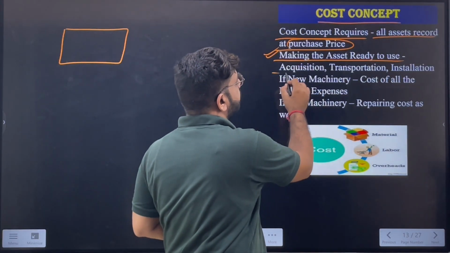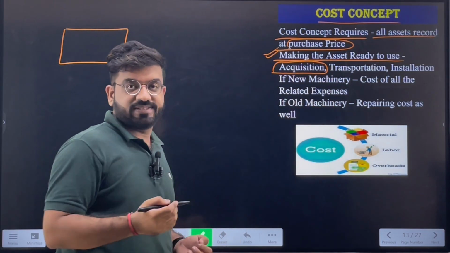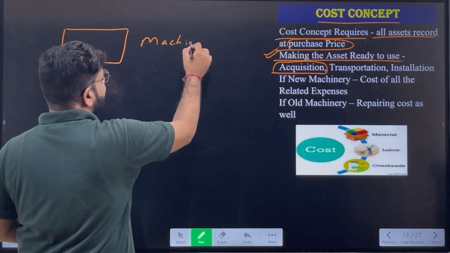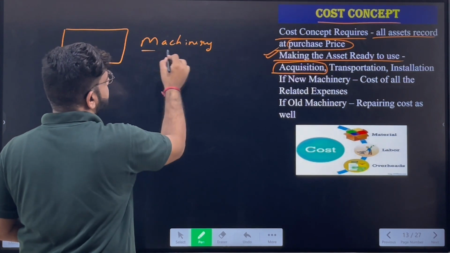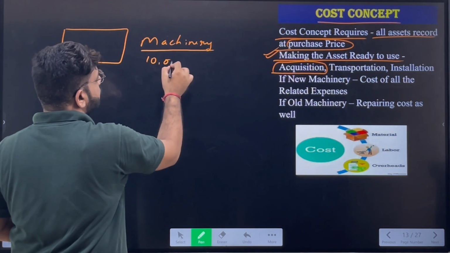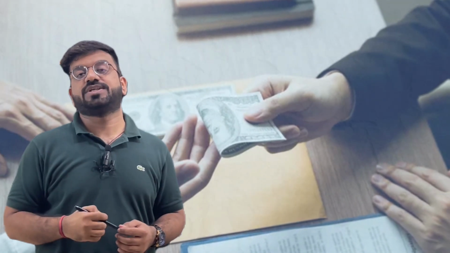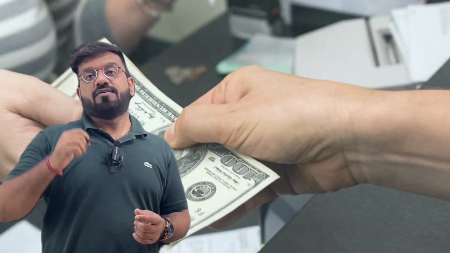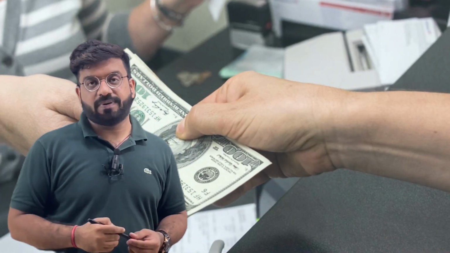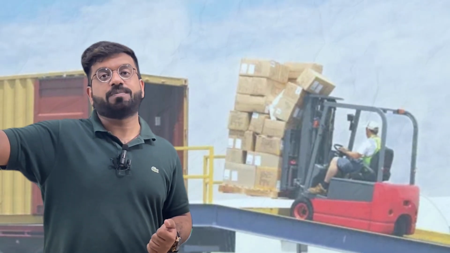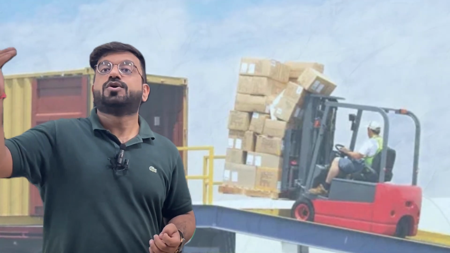Obviously, the first expense is the acquisition. For example, I am purchasing a machinery for say rupees 10 lakhs. Now, since I am purchasing a machinery for rupees 10 lakhs, this is the upfront cost. This is the amount which I'll be paying to the supplier of that machinery. Okay. Now, once I have paid the amount to the supplier for that machinery, then that machinery will have to be delivered from the supplier's place to my place.